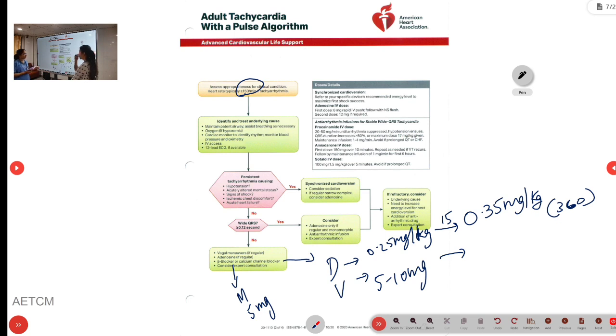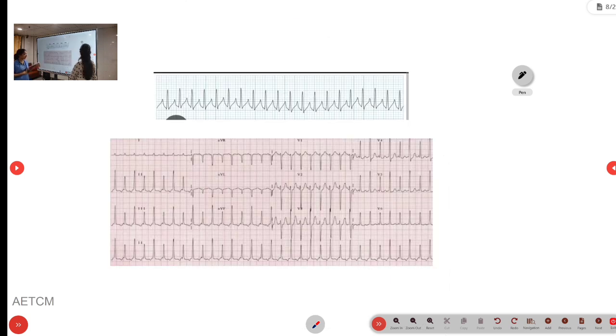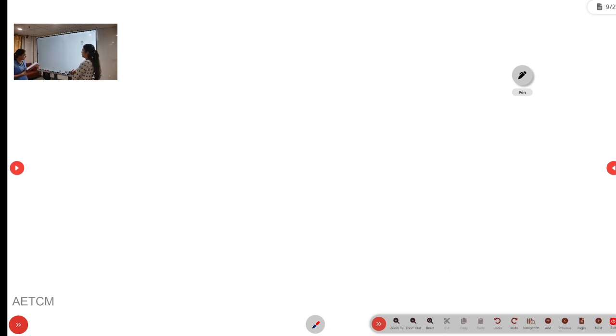So what happened to this patient? Patient, after the first dose of 6 milligram, reverted to normal sinus tachycardia. Then vitals at that point were a pulse rate of 110 per minute, saturation of 98, and BP of 170. Since the patient was also febrile, we also gave injection PCM 1 gram IV stat along with Pantodac.